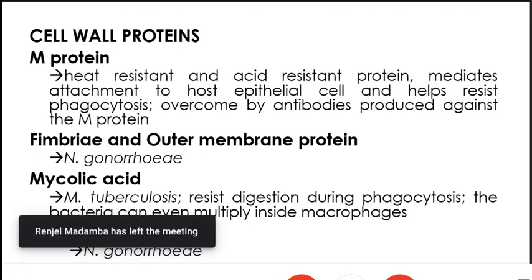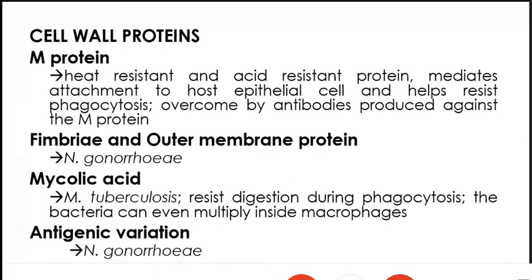Bacteria. Ma'am, yung mycolic acid, syempre mahirap siyang ma-penetrate, ma'am. So kapag ganun po, kaya nilang mabuhay kahit nasa loob na sila ng mga macrophage, ganun, ma'am. Okay. Tapos yung antigenic variation.